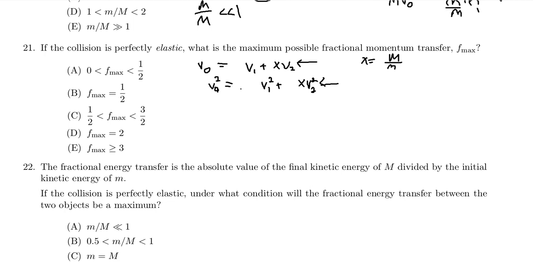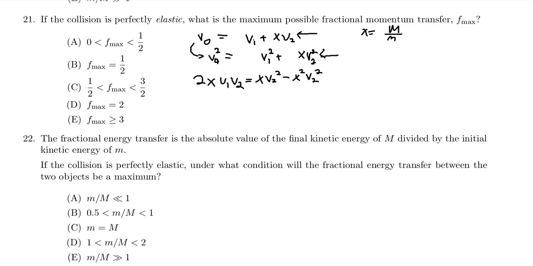Okay, so now we see that if we plug v0 into this equation and we expand, we'll get this equation after the v1 squared cancels. And here we see that both sides are divisible by x and v2. And so we can reduce the power of v2 and get rid of x's here. So we get something very simple.